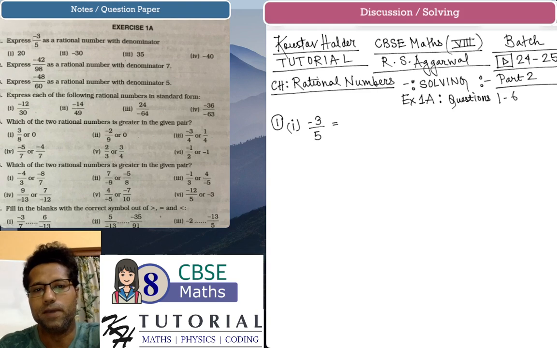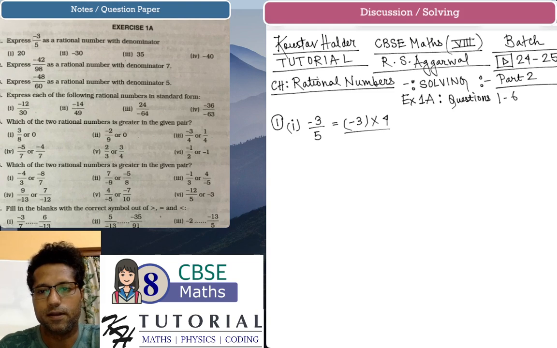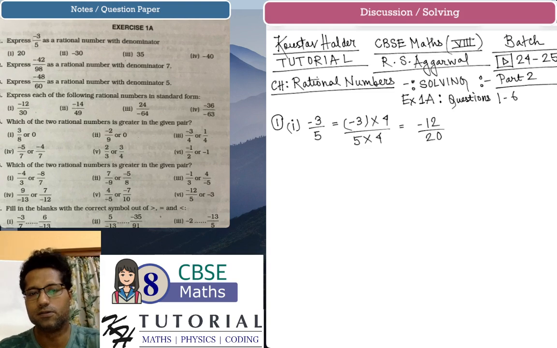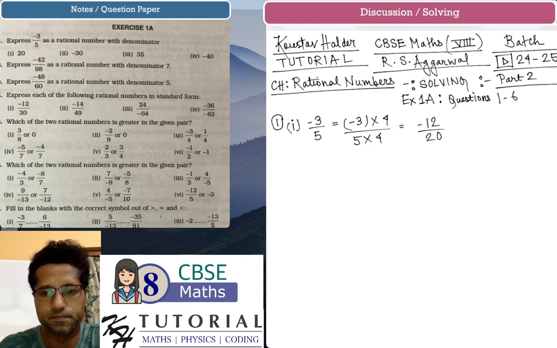So to make the denominator 20, we have to multiply 5 with 4. So we can multiply both the numerator and the denominator with 4, and the rational number remains same, but the denominator becomes 20. So this is minus 12 by 20. So the rational number minus 3 by 5 is equivalent to the rational number minus 12 by 20, but it has a denominator 20.